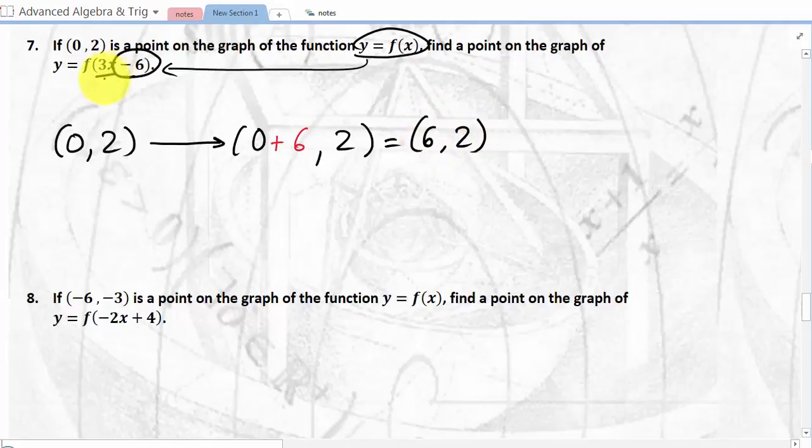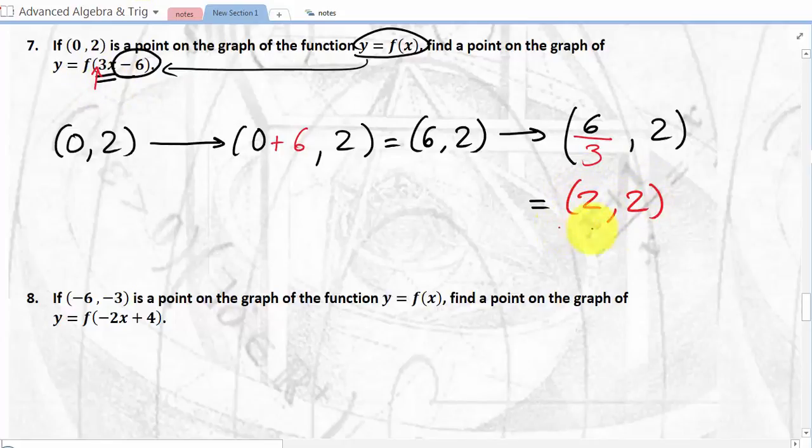Second, what do you do? 3x. 3x, you remember, you don't multiply the x. It's counterintuitive. You will compress, you will divide all the x's by 3. So this point goes to 6 divided by 3, 2, right here. And so it is, and actually that's my final point, right? I do not have a reflection here. So it is 2, 2. That's my final point. There is no reflection across the y-axis. That's it.